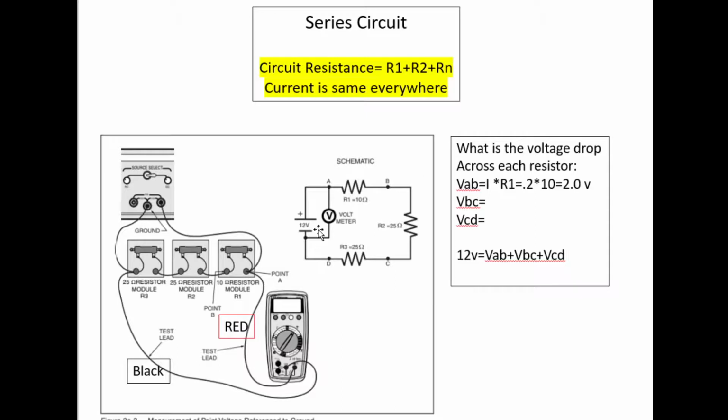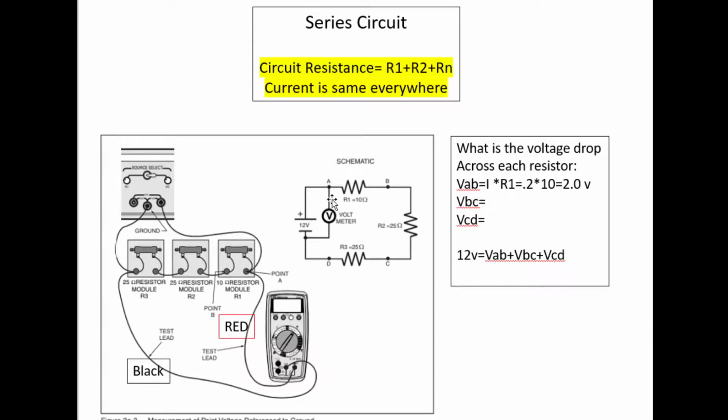So if we knew the current in the circuit, then we can get the voltage drop across each one of these elements. So it looks like we can calculate the current because we know voltage, we know resistance. So I, which is the current, is 12 volts divided by the total resistance, which we just said was 60 ohms. 12 divided by 60 is 0.2 amps. So the current through this 10 ohm is 0.2, 25 is 0.2, the other 25 resistor is 0.2, and back into the battery is 0.2.